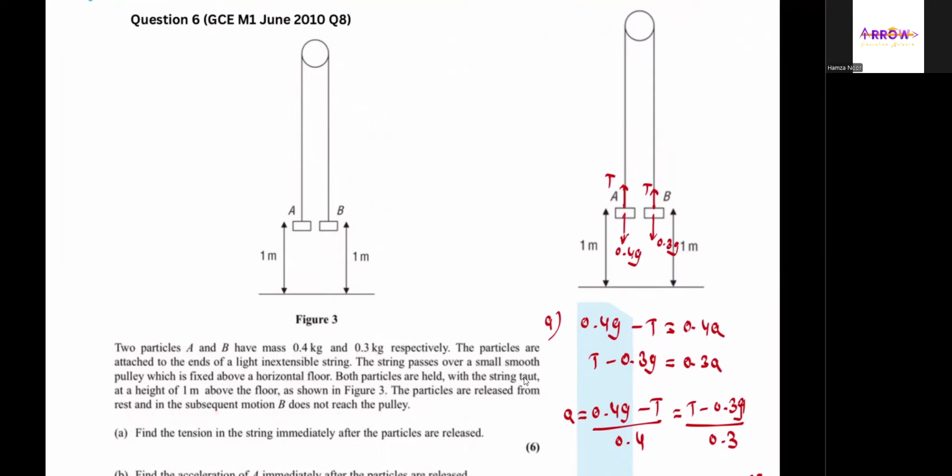Basically, particle A is heavier as compared to particle B, so particle A will come down and B will go upwards. The requirement of part A is to find the tension in the string immediately after the particles are released. Here is the solution for part A.